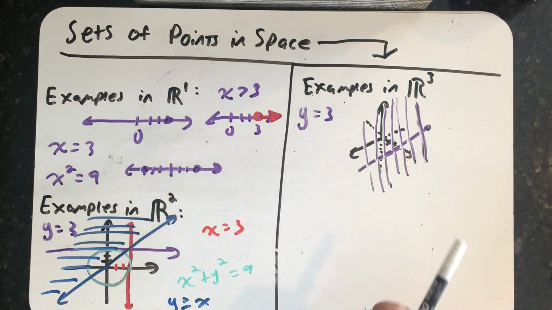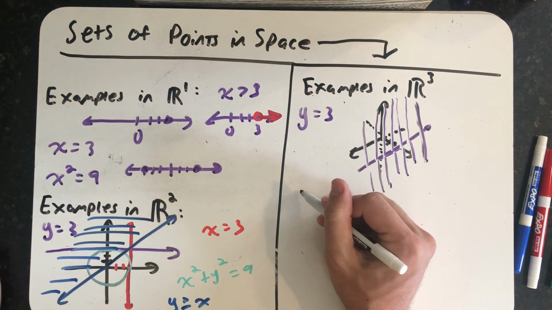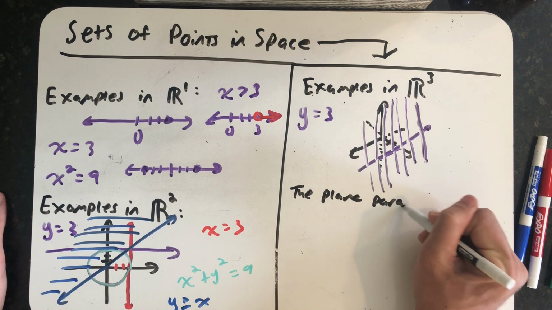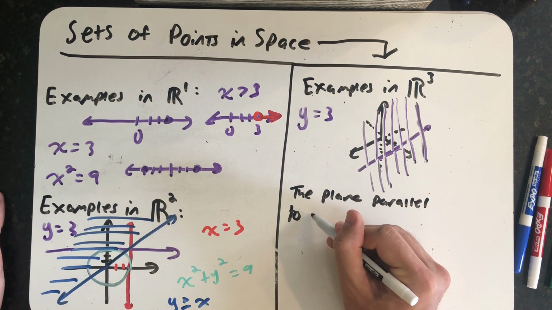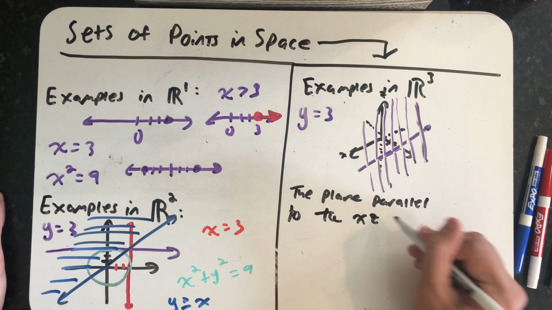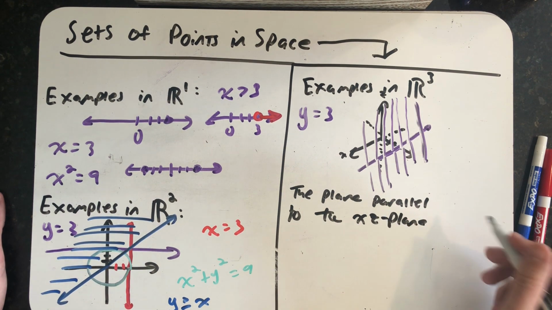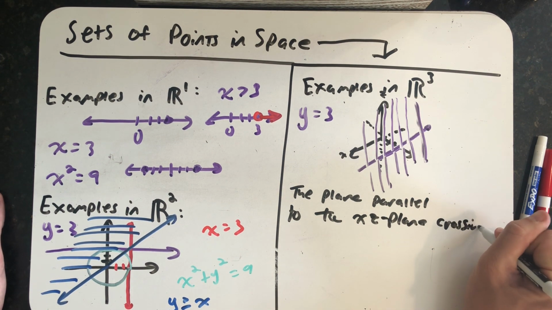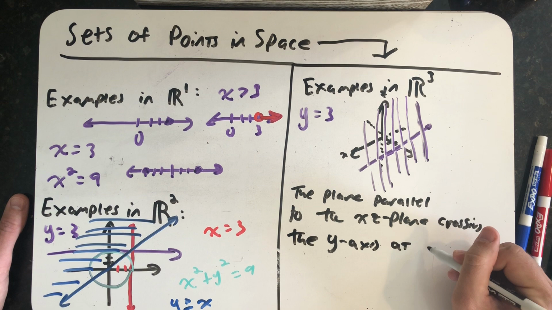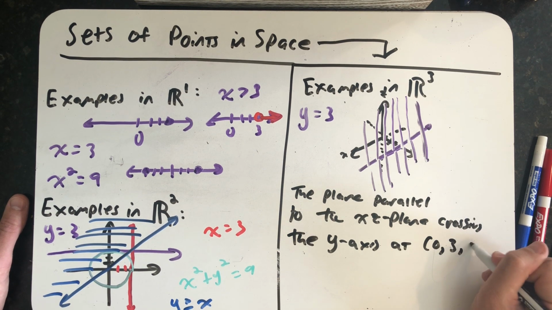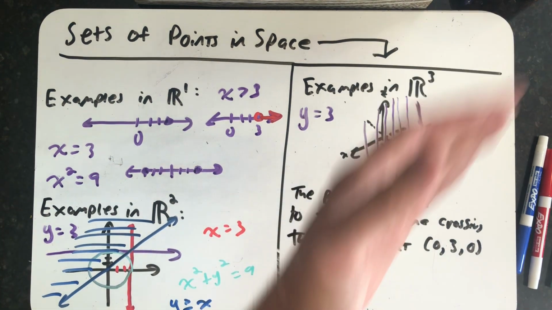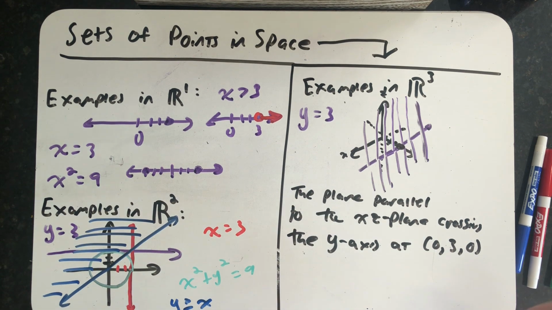And so if I wanted to write down what happened there, this is the plane parallel to, well, I look at that, that's the x-axis, and the z-axis, so it is parallel to the xz plane, crossing the y-axis at the point (0, 3, 0). And there's any number of ways we could describe this plane. It's also the plane that's perpendicular to the y-axis intersecting at that point.